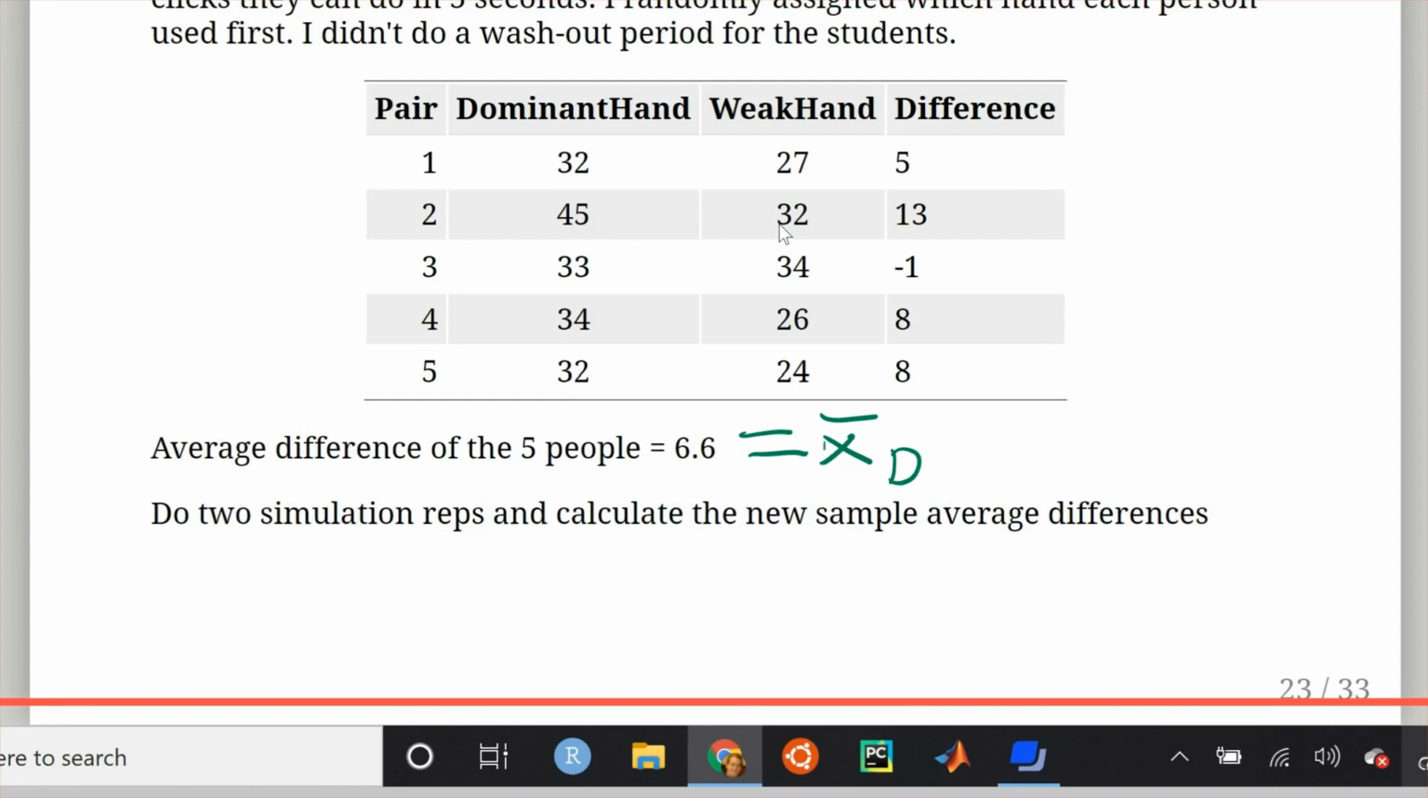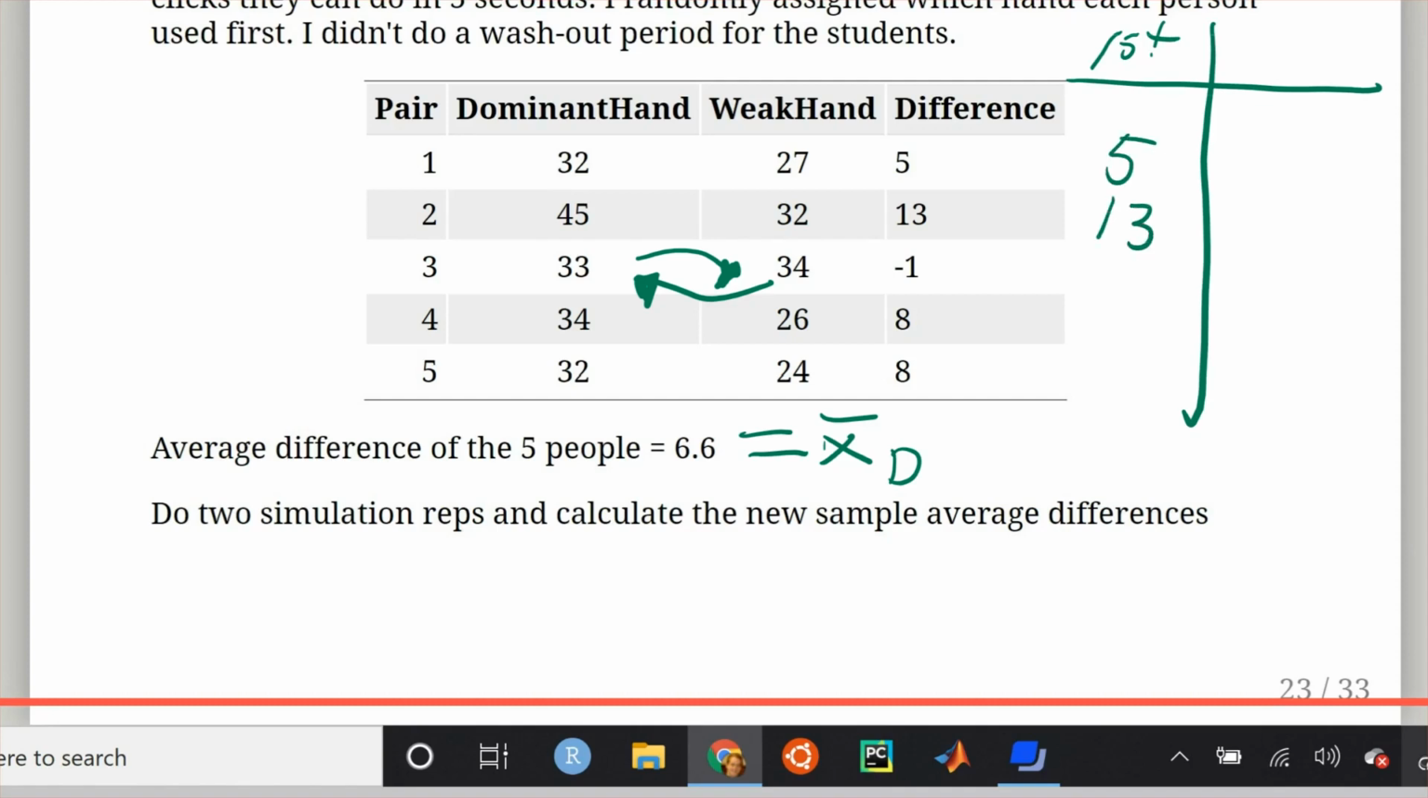For student 3, I got a heads. So I'm going to switch these two around. Now 34 will be first, 33 will be second. And since that's the case, I will go 34 minus 33 for my first simulation and have a difference of positive 1.